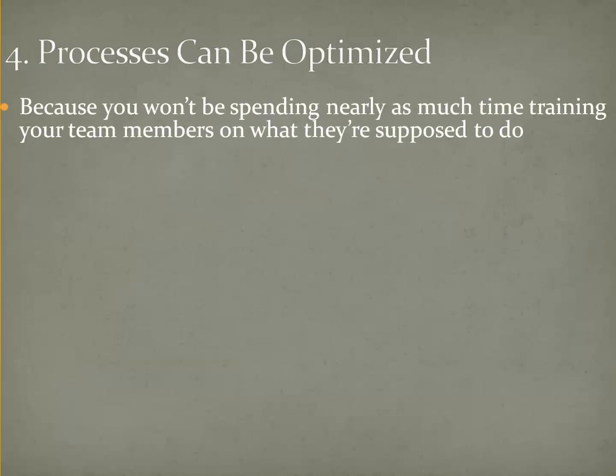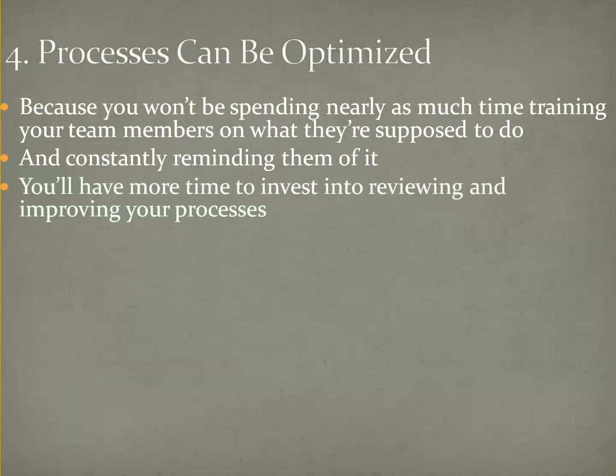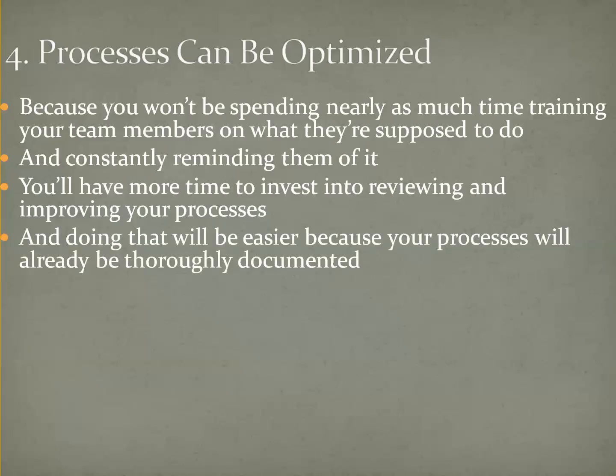Fourth way that the application helps teams work more efficiently is that processes can be optimized. Because you and your team won't be spending nearly as much time training your team members on what they're supposed to do and constantly reminding people of everything they're supposed to do for every process, you'll have more time to invest into reviewing and improving your processes. And doing that will be easier when you do spend time on it because your processes will already be much more thoroughly documented. And again, they'll already be in a form that's much more usable.